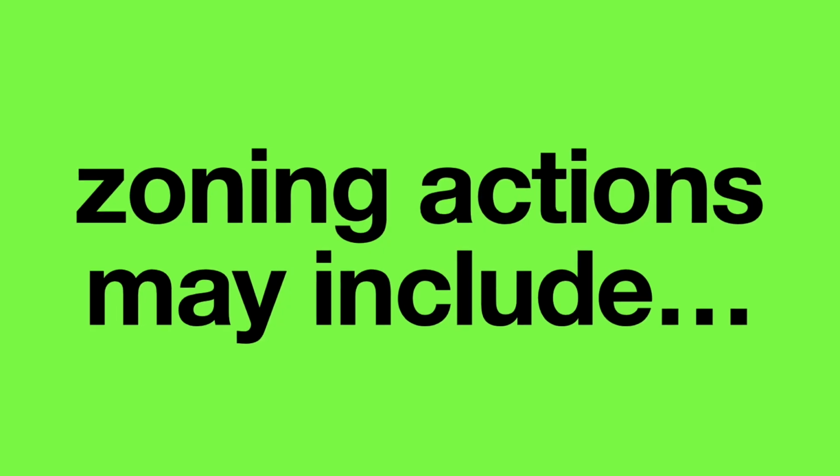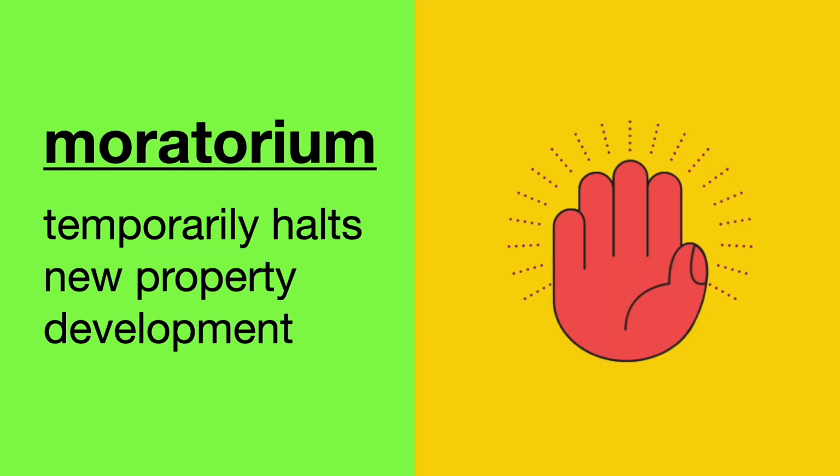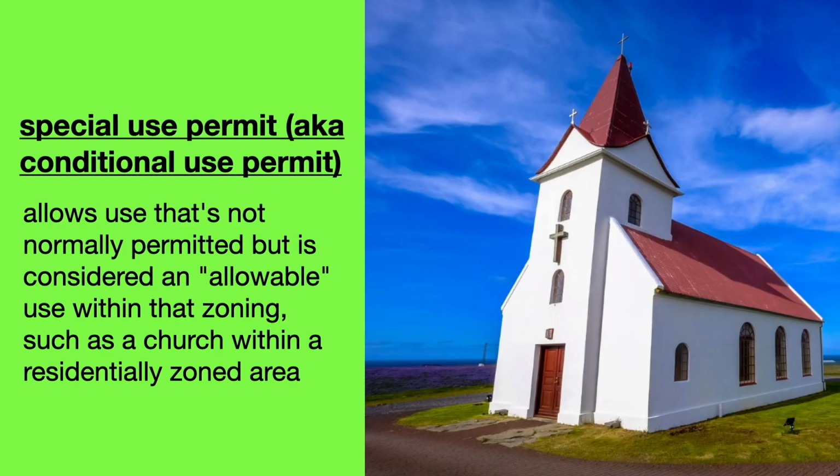Zoning actions may include non-conforming use, which deviates from current zoning but is grandfathered in; moratorium, which temporarily halts new property development; and special use permit, aka conditional use permit, which allows a use that's not normally permitted but is considered an allowable use within that zoning, such as a church within a residentially zoned area.